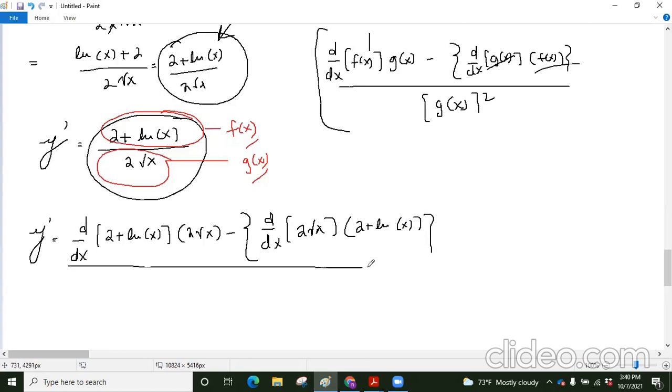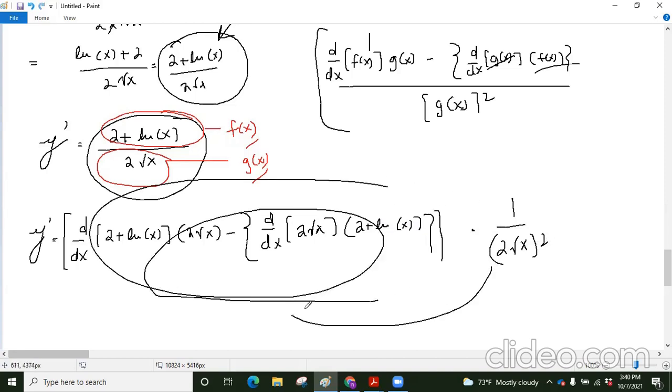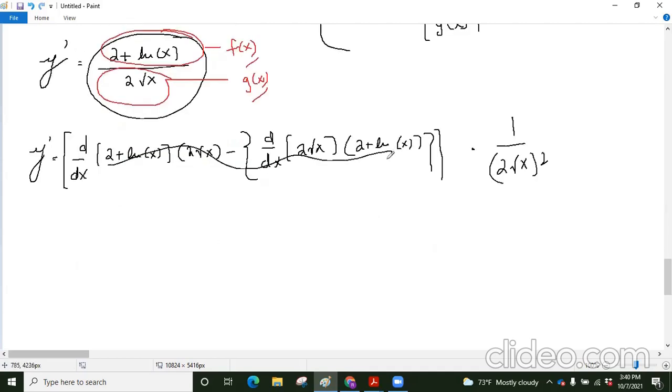And you could do 2 under root x squared, or you could say this entire thing multiplied by 1 over 2 under root x squared. Same thing, right? Because if I multiply both of these, I'm going to get all of this over this, correct? So same thing. I want to focus on the meat of the question, as it were. Derivative of this multiplied to this, that's all we're doing.